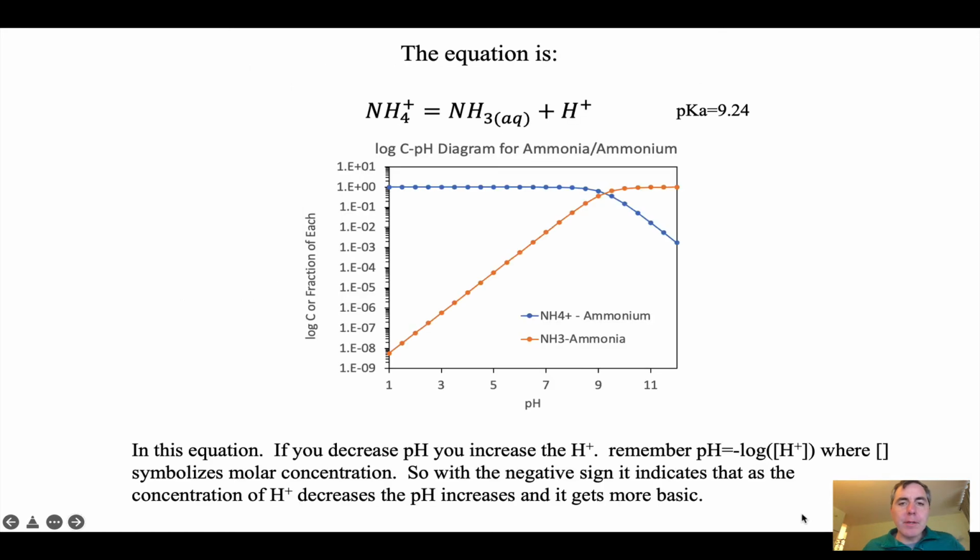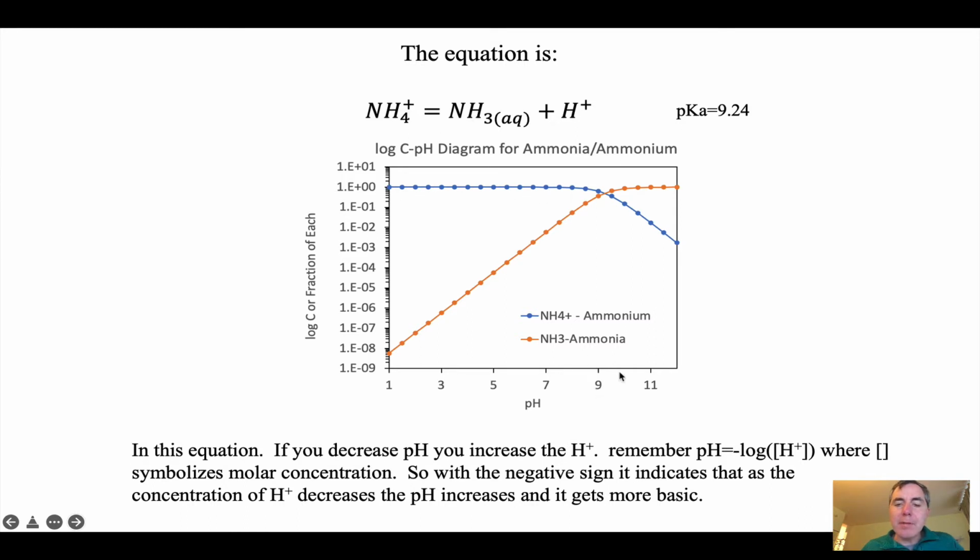So what does this mean? It looks like this graph now. You know the pKa is 9.24, and this tells us the pH where this is balanced, and that's right here. If you look, this is pH on the x-axis, and this is the log concentration of the fraction of each. So you set the total ammonia and ammonium equal to 1.